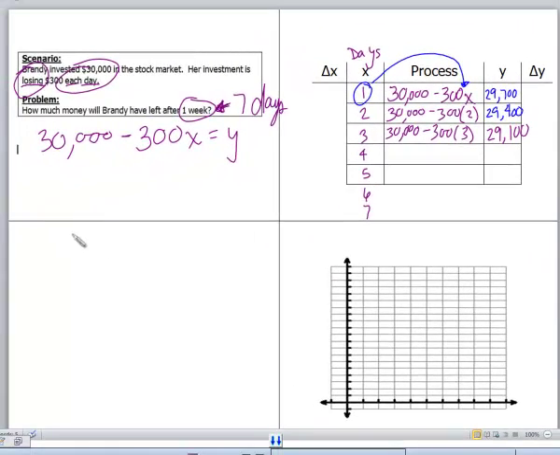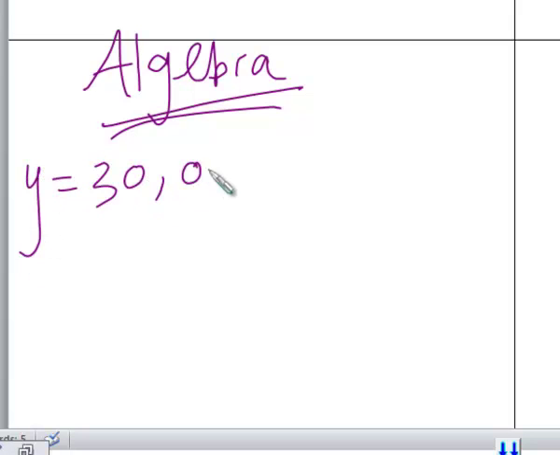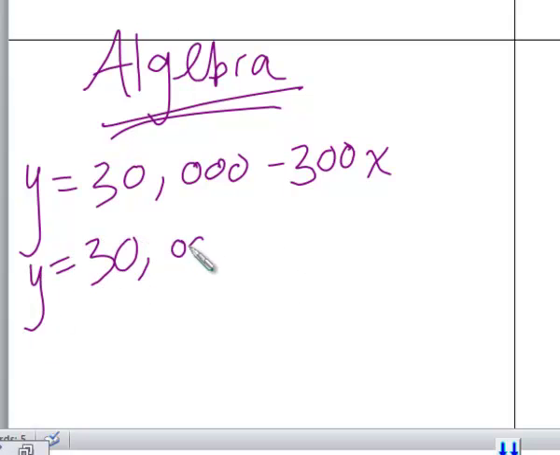Then, over here, you are going to do the algebra. Your favorite subject, I am very well aware. Okay, so we've got Y equals 30,000 minus 300 per day. And my problem says, how much money will she have left after 1 week, which is 7 days? So I'm going to go ahead and solve this equation. I'm going to multiply this times 7.